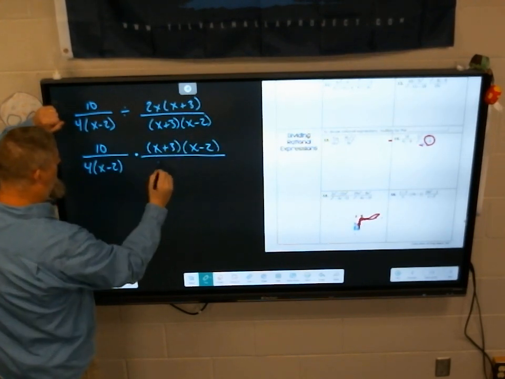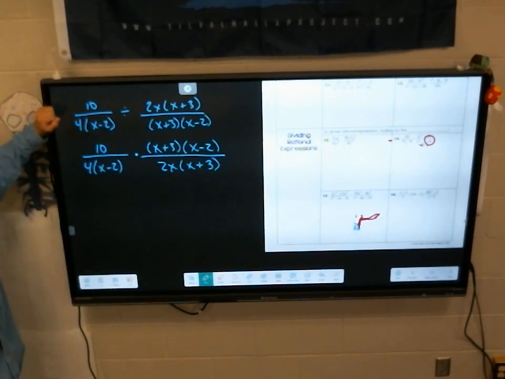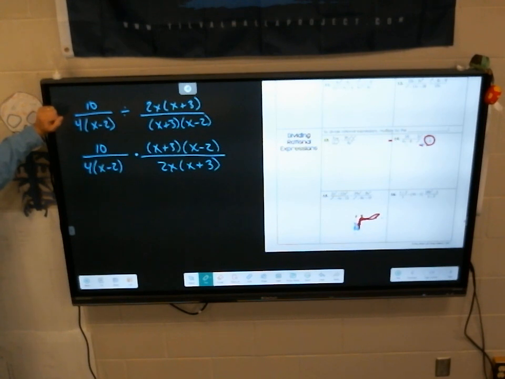Keep, change, flip. And that's exactly what we've been doing. It's no difference. Adding and multiplying are the same if you just remember the keep, change, flip. Okay? So for a little bit of refresher, what are some things I can cancel here?